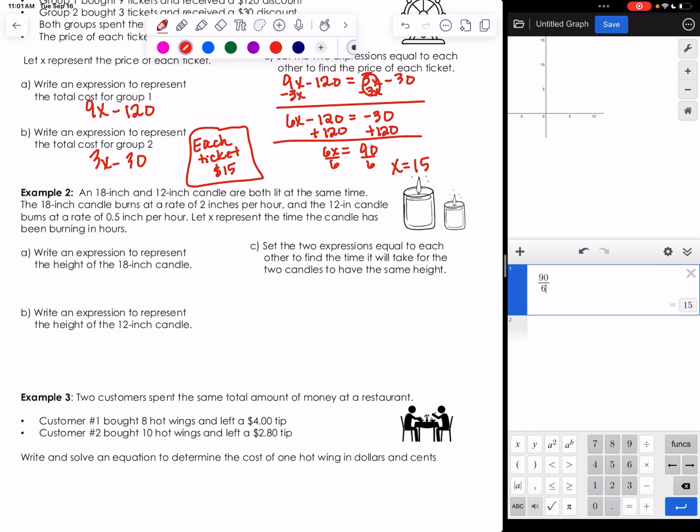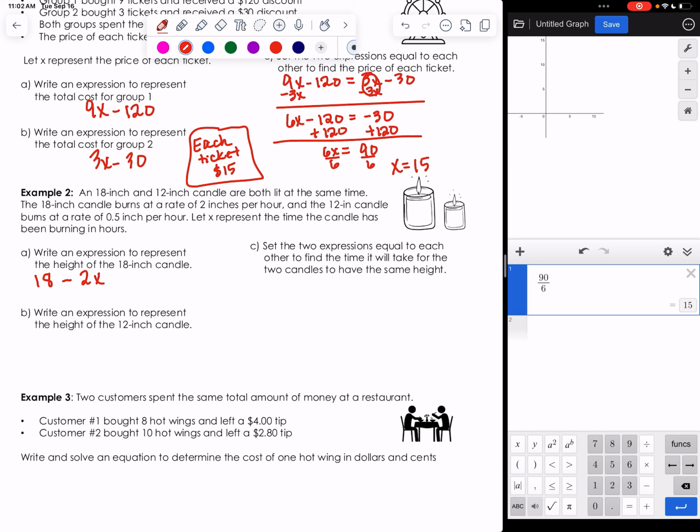So in part A, it says write an expression to represent the height of the 18-inch candle. Now, the 18-inch candle we know started with a height of 18 inches, and it's burning at a rate of 2 inches per hour. So you have to think, is the height of your candle increasing or decreasing? Well, because it's decreasing, we want to put minus 2x, minus 2 inches per hour.